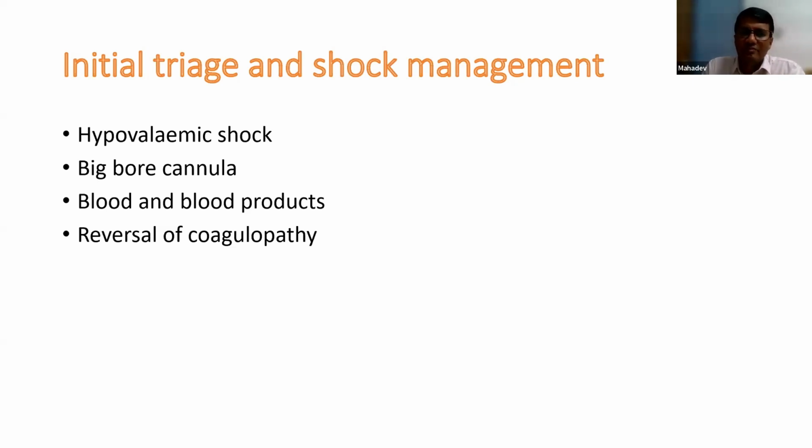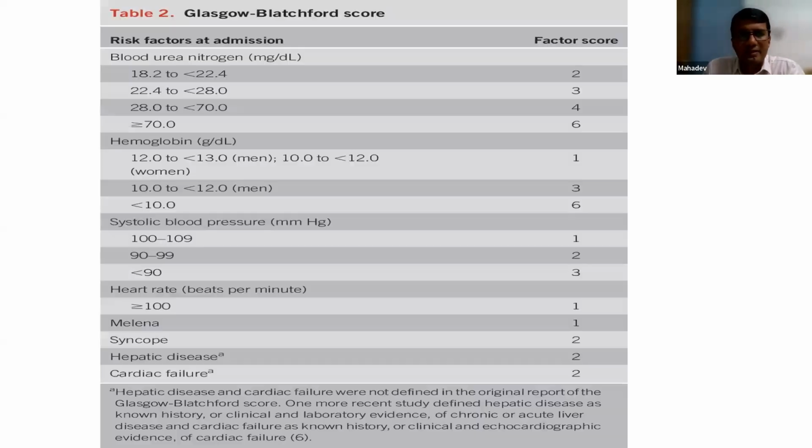We need to ensure big bore cannulas are placed so that we can rush fluids, blood and blood products. We have to send the blood for coagulation workup, hemoglobin, CBC, and organ function tests like liver and kidney functions. We need to at least try to reverse the coagulopathy within 1 hour, and we should have the results of the workup within 45 minutes, so that we have a plan of action.